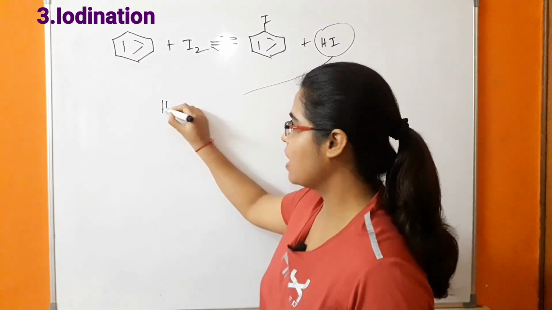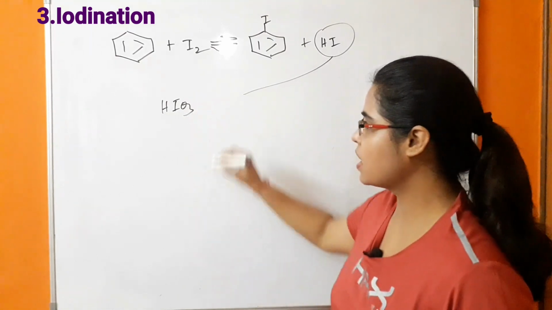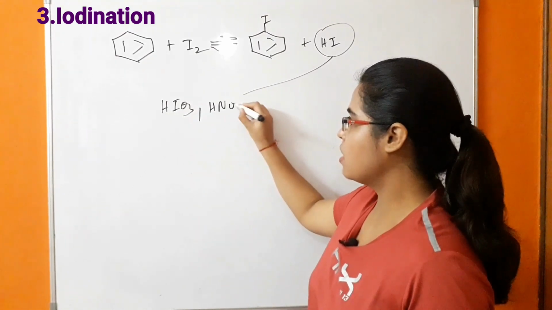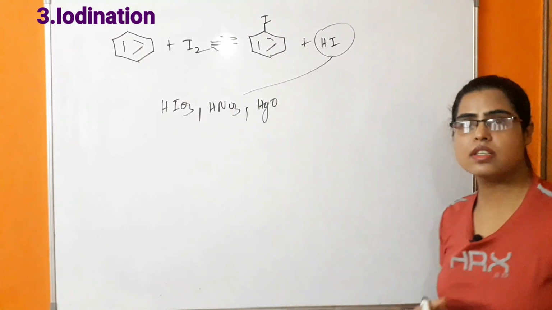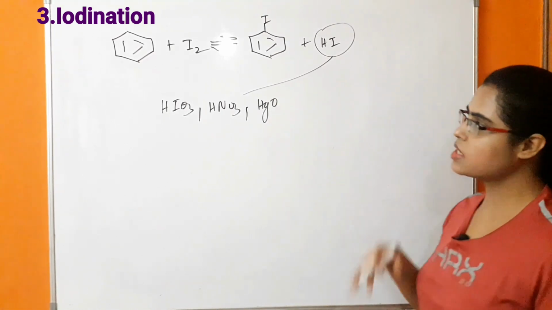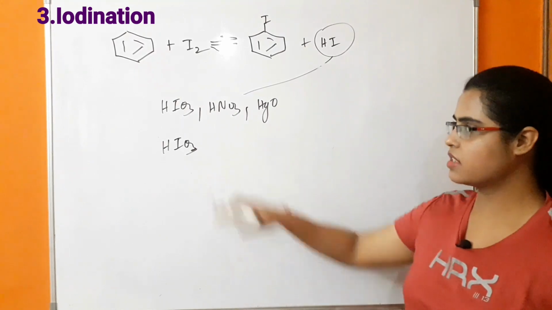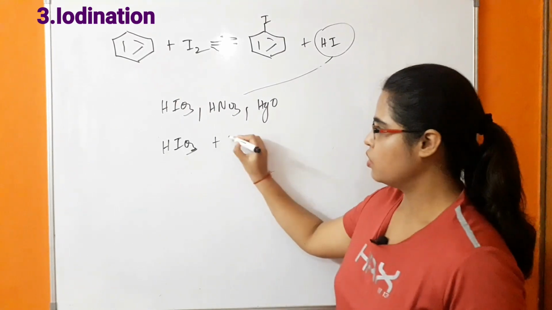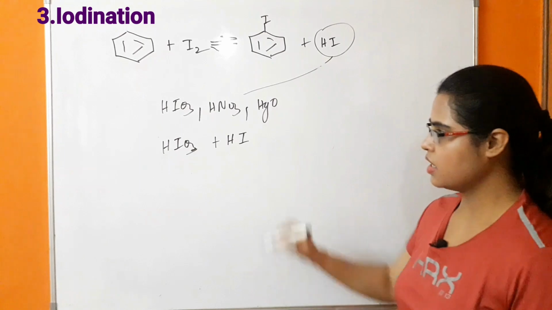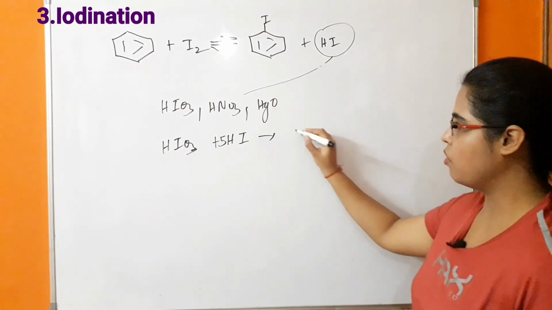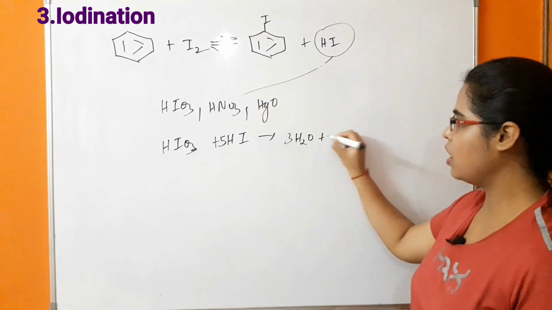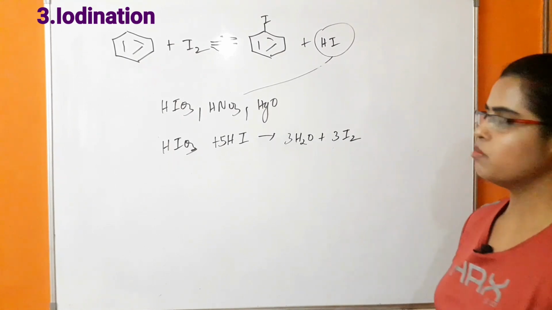oxidizing agents like HIO3, which is iodic acid, HNO3, nitric acid, or we can also use HgO, which is mercuric oxide. So what is happening? If we use oxidizing agent HIO3, it will react with HI. 5 moles of HI are taken. So there is formation of 3 H2O molecules and 3 I2 molecules.